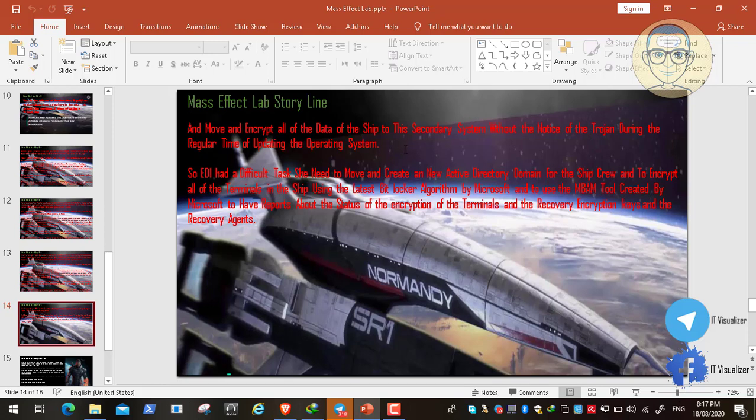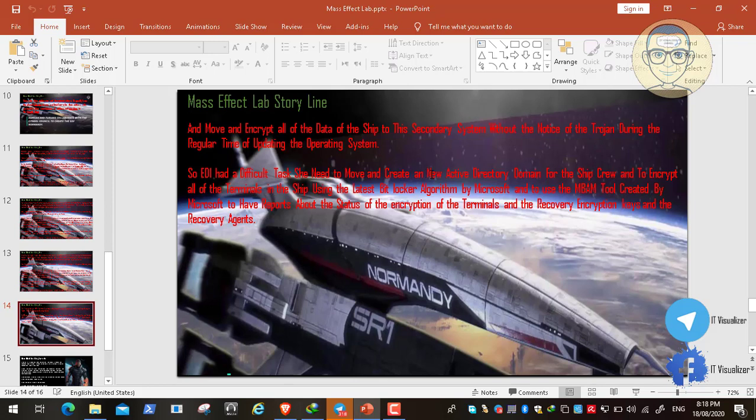So he told her to do this during the regular time of updating the operating system. EDI has a regular interval of times to update its operating system, and this will deceive the Trojan system. So during the regular time of updating the first operating system for the ship, he will move all of the data and everything to the second operating system, and he will encrypt the data for more safety.